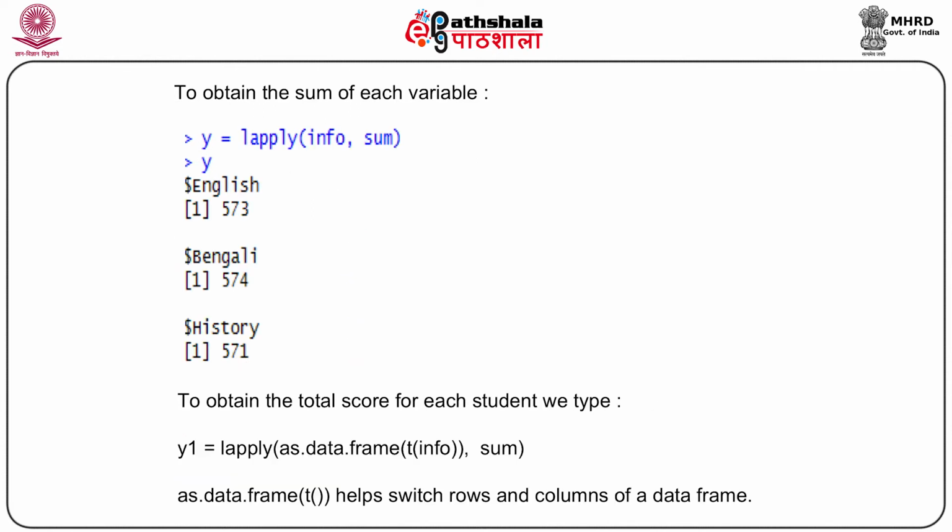Now to obtain the sum of each of the variables, like the sum of the numbers in English, Bengali and history, we just need to type lapply(info, sum). Here we are putting this value inside y. So we are writing y equal to lapply(info, sum), and here is the y which contains the sum of each of the variables. Now to obtain the total score for each of the students, we just need to type the following command.